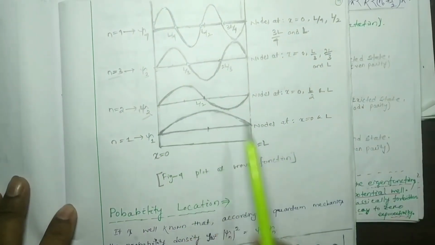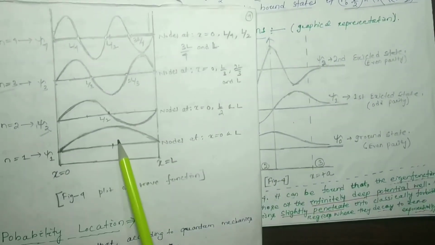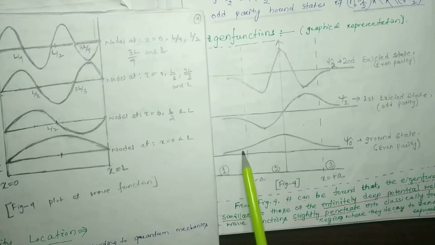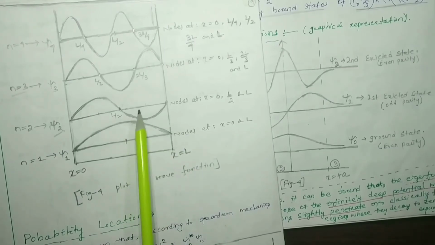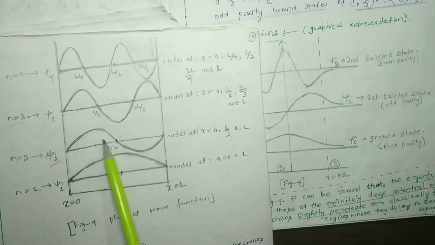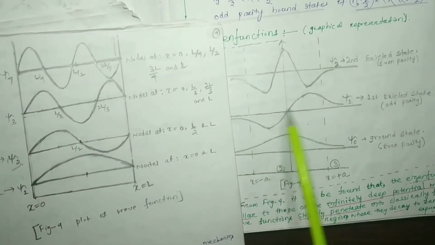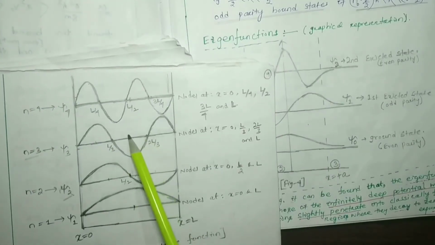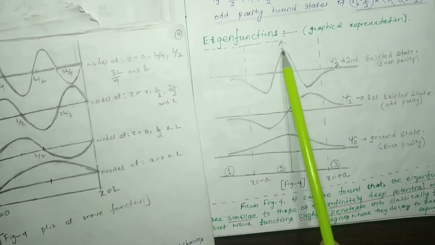So the ground state is equivalent to this one. See, the ground state is equivalent to this, but there is a difference here. The probability we can find in region 1 and region 3, but here there is no probability on this side and this side. For the second excited state, see, a node is at the center, so the maxima are at the two sides. Okay. And for the third excited state, at the middle it will be maximum.